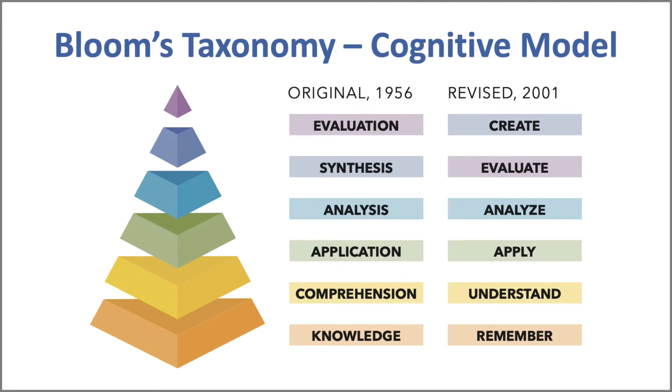The meaningful difference was that the labels for each level were changed from nouns, such as knowledge and comprehension, to verbs, like remember and understand, to better describe what learners do to demonstrate mastery of knowledge. For example, to demonstrate mastery of analysis, learners must complete an activity that evaluates their ability to analyze.